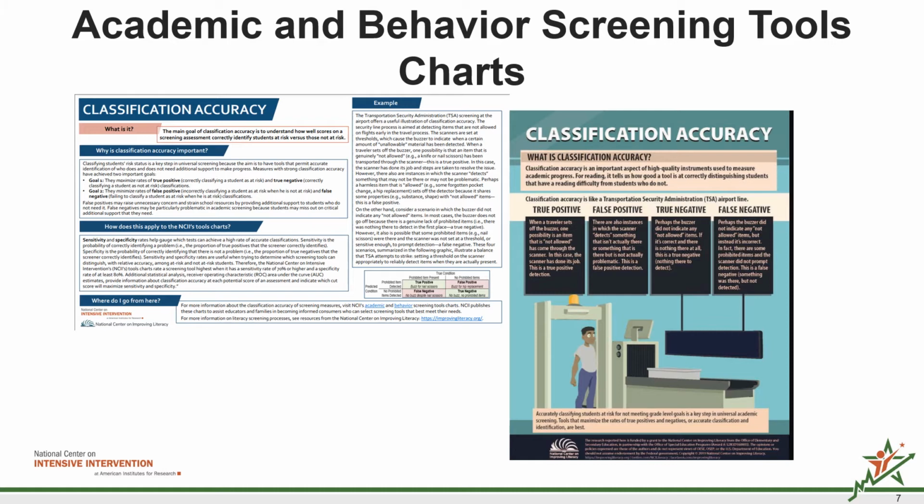You can learn more about these requirements by viewing the Understanding Screening: What Do the Technical Standards Mean handouts developed by NCII and the National Center for Improving Literacy. Here you can see 2 examples of information on classification accuracy that are available.